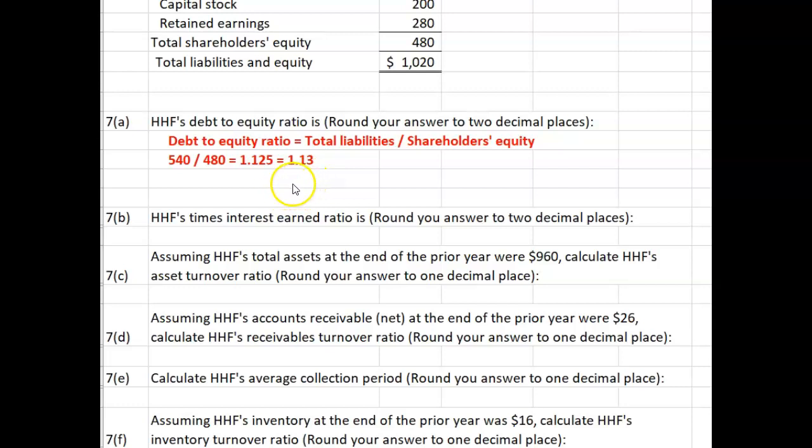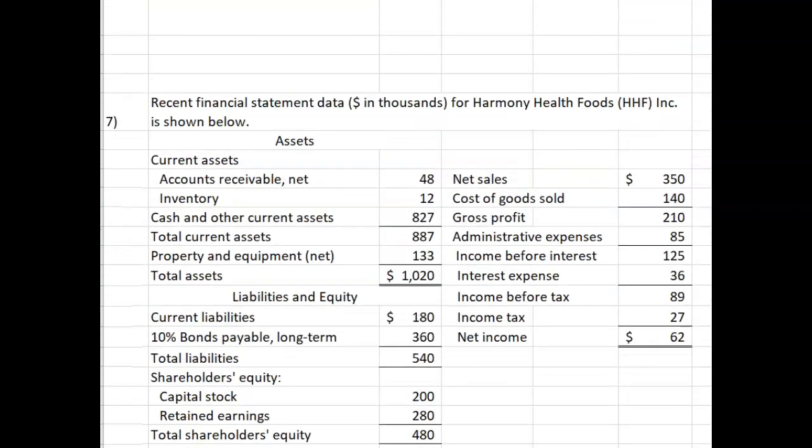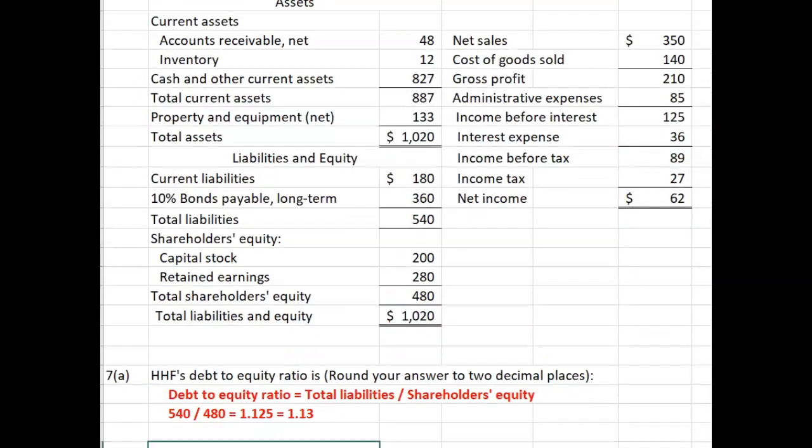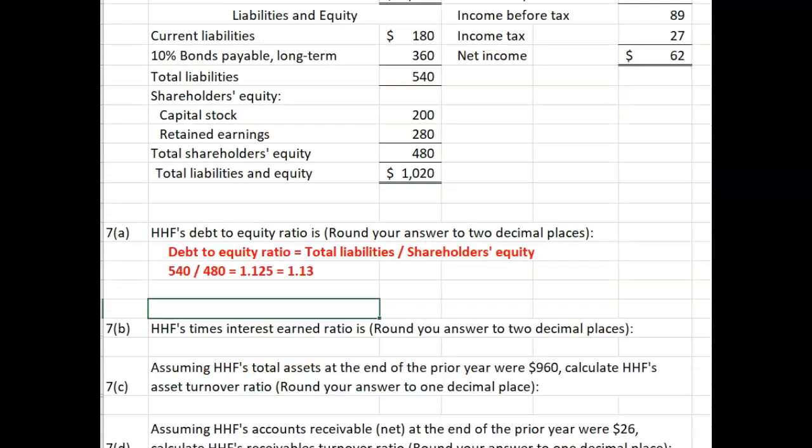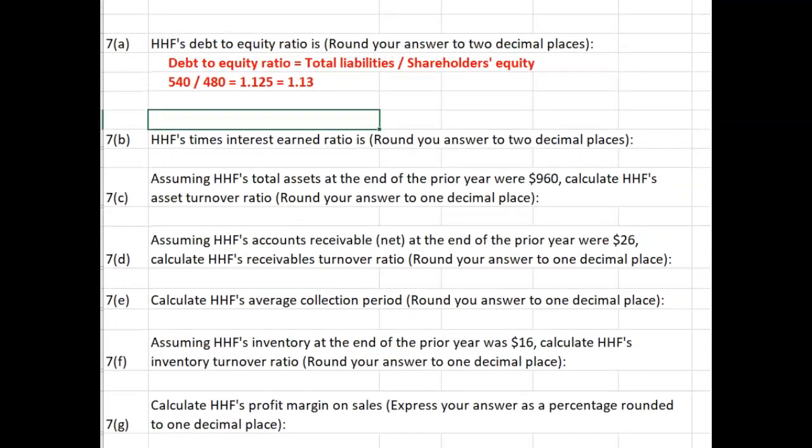The debt-to-equity ratio is 1.13. It's calculated as total liabilities divided by shareholders' equity. Total liabilities are $540,000, and total shareholders' equity is $480,000. $540 divided by 480 equals 1.125, and that rounds to 1.13 when expressed in 2 decimal places.